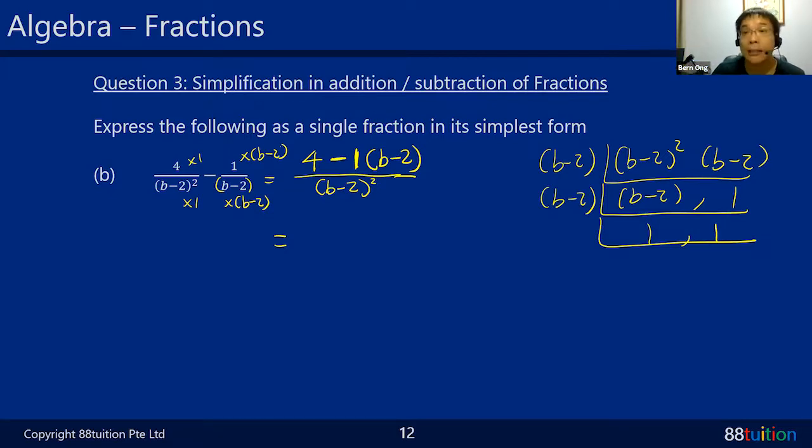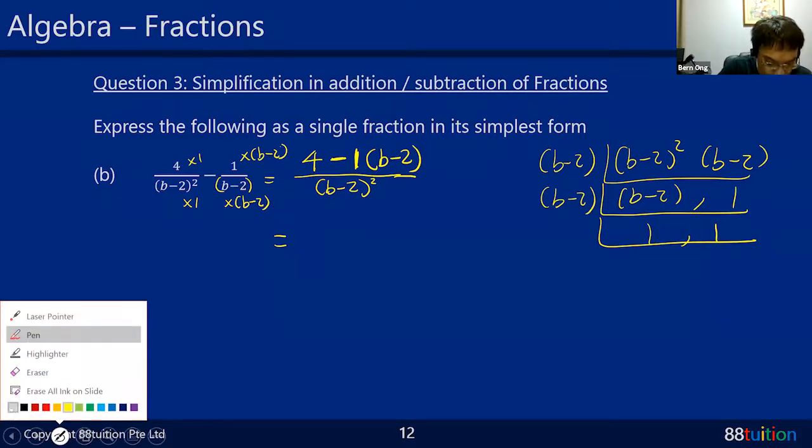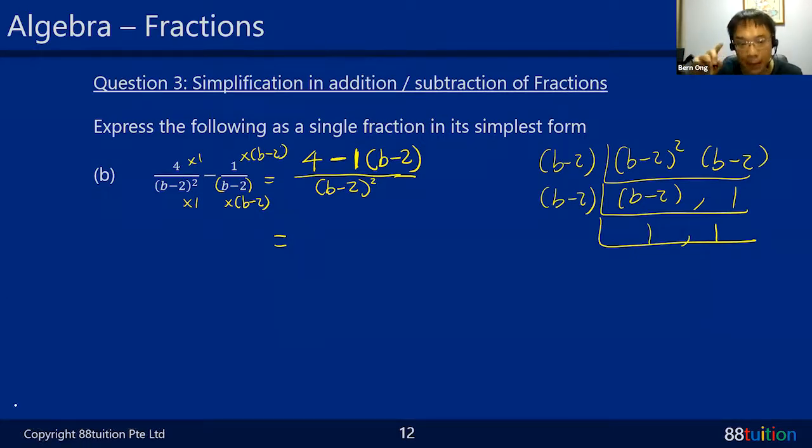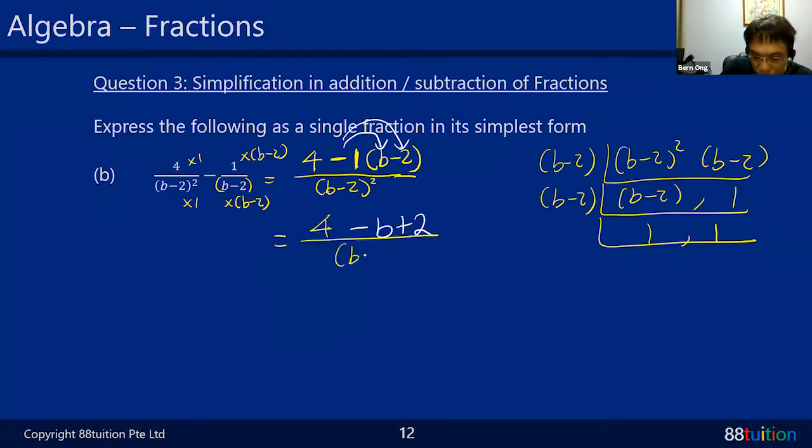Okay, so next, down here you expand carefully. The minus belongs to 1. So you think of it this way. Minus 1 times b is minus b. Minus 1 times minus 2 is plus 2. The 4 is still in front, right? Put back the 4. All right, over b minus 2.